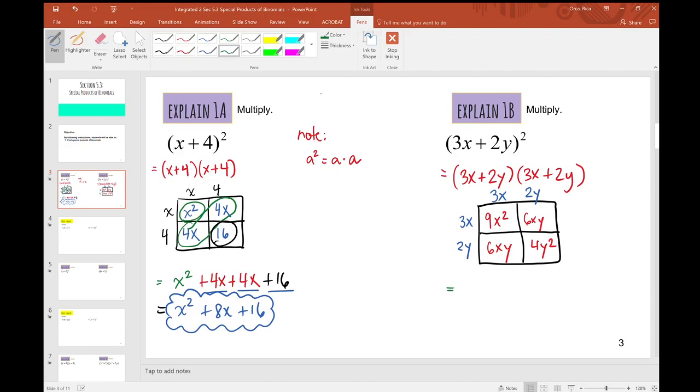Now let's combine like terms. We have 9x squared and 6xy plus 6xy plus 4y squared. So this is equal to 9x squared plus 6xy plus 6xy is 12xy plus 4y squared.